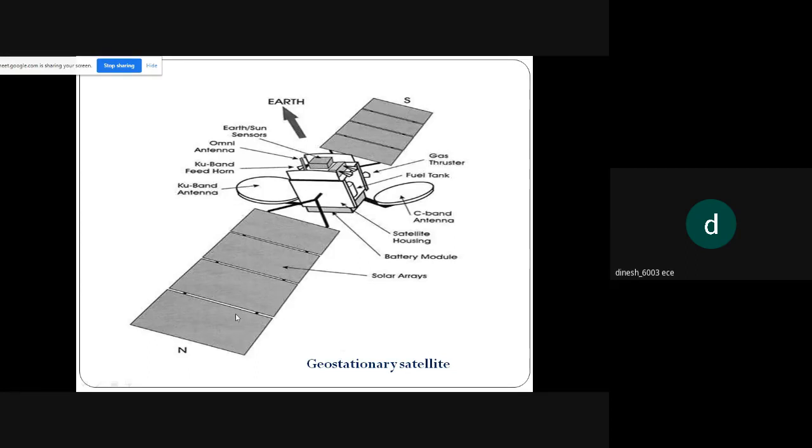So one solar panel will point towards the north and another one towards south. Then we have the earth or sun sensors depending upon the application. We have omnidirectional antennas. Then we have the KU band feed horn antenna and the KU band antenna. This is just a pictorial representation of geostationary satellite which is deployed in space.